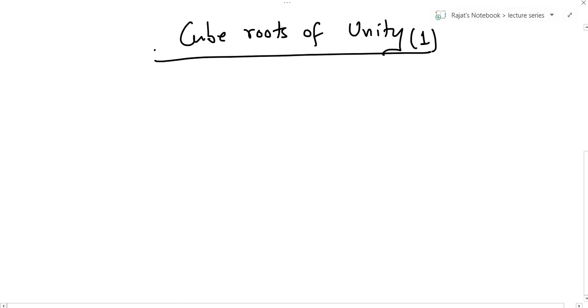Suppose that the cube roots of unity are represented by the variable z. So obviously z cube will be equal to 1, because it is a cube root. If you cube it up, you will get 1. For example, the cube root of 8 is 2, so 2 cube will be equal to 8. Let us take it on the left side. So z cube minus 1 is equal to 0.